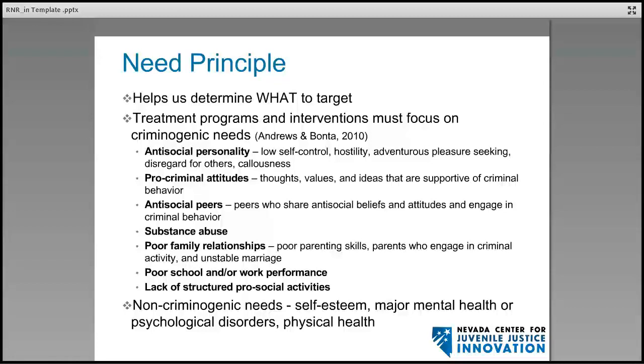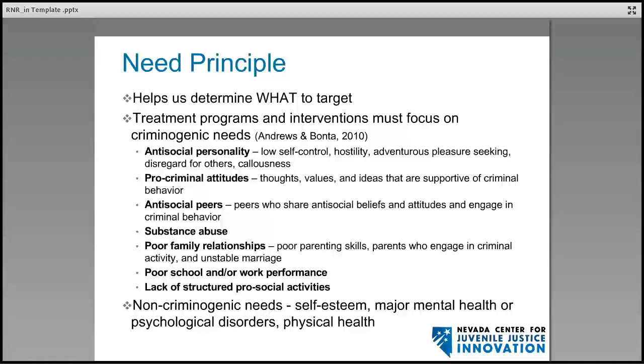The 8th risk factor is criminal history, and because it is static, it's not included in the 7 dynamic criminogenic factors just mentioned. As I mentioned earlier, not all of the youth's needs are associated with criminal behavior.